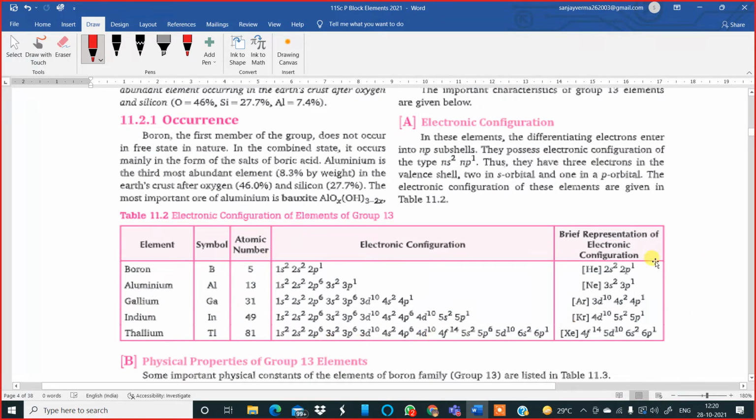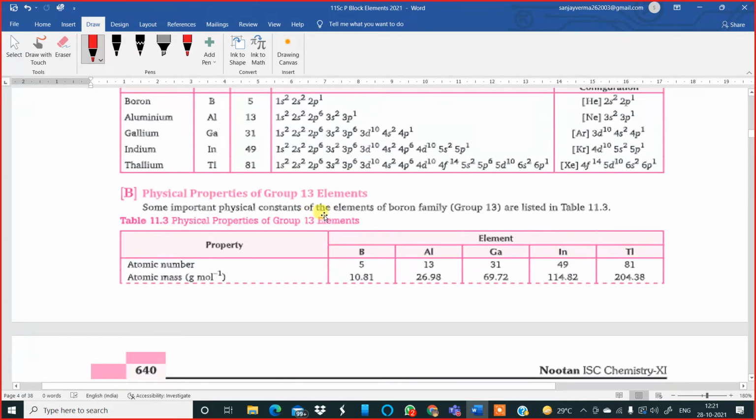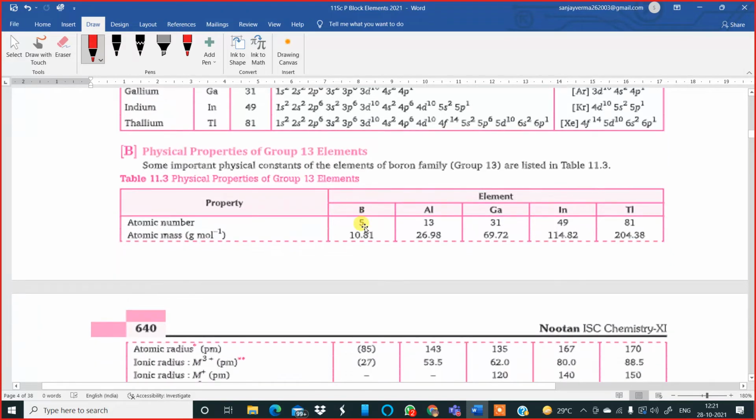I request you all to practice writing this electronic configuration by following Hund's rule of maximum multiplicity, the Pauli exclusion principle, and the Aufbau rule. So you should be thorough. You should be able to write once you get the atomic numbers. Immediately, you should be able to write down the electronic configuration in this form and in this brief representation also. Now, after that, physical properties of group 13 elements. This table is given over here.